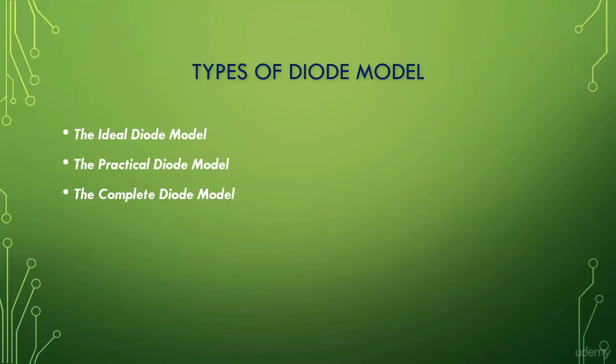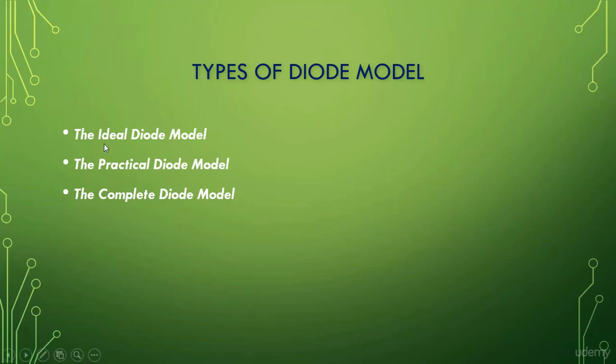And the second type is the practical diode model. The practical diode model is a bit more complex than the ideal model. The practical diode model includes the diode characteristics that are considered when performing the mathematical analysis of a diode circuit, to determine whether a given diode can be used in a given circuit.